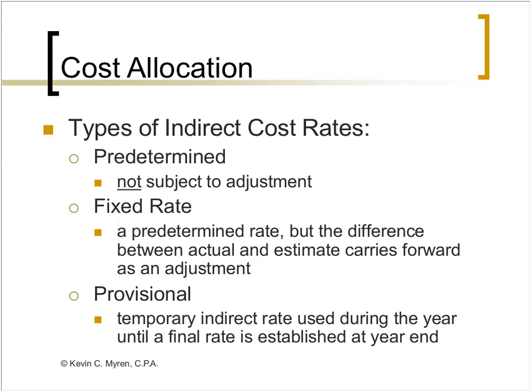And finally, the third method is a provisional rate. This is a temporary indirect rate used during the year until a final rate is established at the end of the year and then is adjusted.